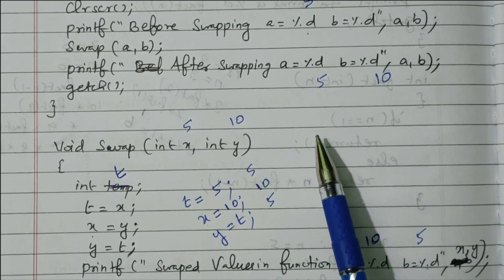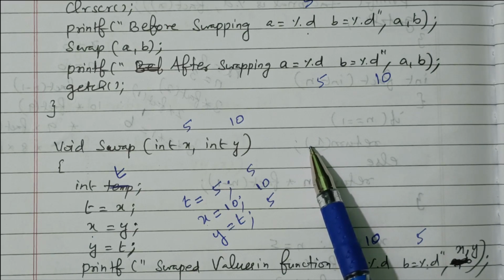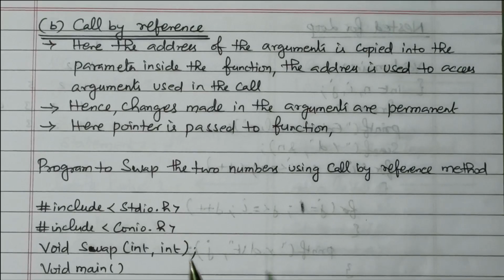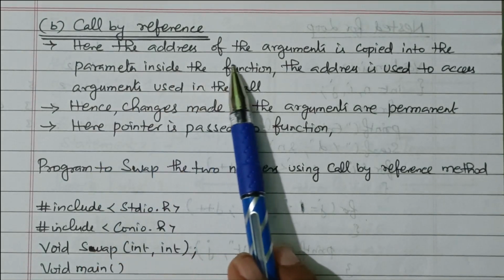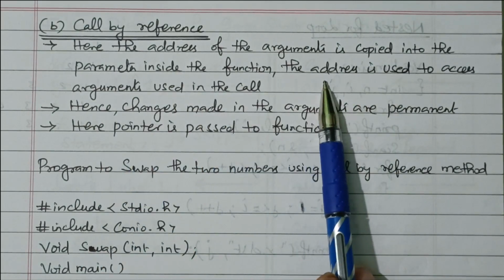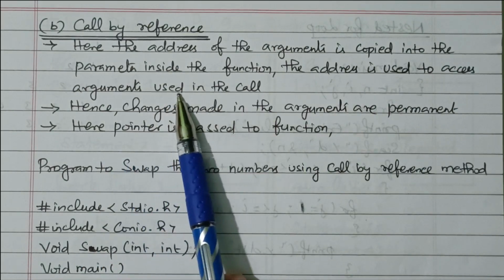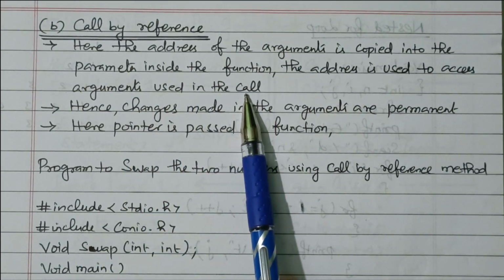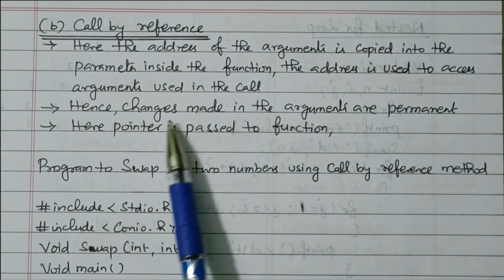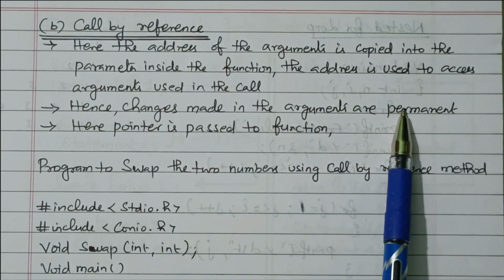Next we will go to the call by reference method. It permanently changes the value. If the value is changed either in the main program or the function, it will reflect in all the places. That is called the call by reference method. Now we will see this method. In this method, the address of the arguments is copied into the parameter inside the function. The address is used to access the argument used in the call. In the previous method we sent the copy of the variable and the original value was retained, but here we are sending the address. So changes made in the argument are permanent.